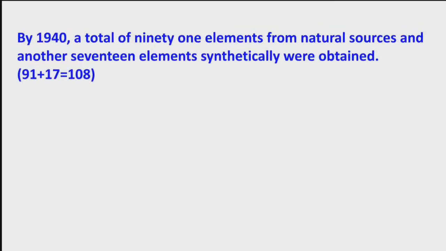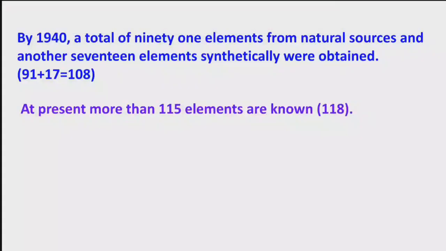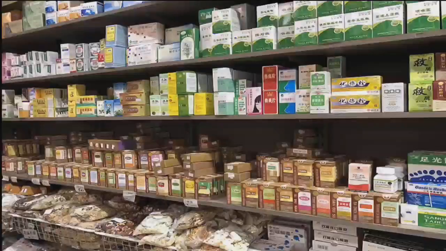By 1940, a total of 91 elements from natural sources and another 17 elements synthetically were obtained. That means by 1940, 91 plus 17, total 108 elements were known. At present, more than 115 elements are known, according to the textbook. Actually, at present, 118 elements are known.